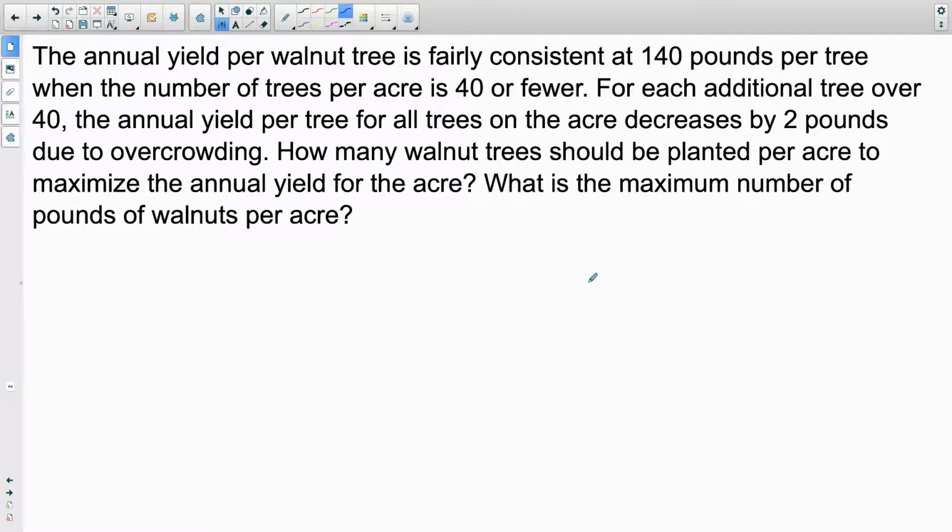All right, another maximization question. This one not talking about area. This one gets kind of crazy, so we got to lock in for this.